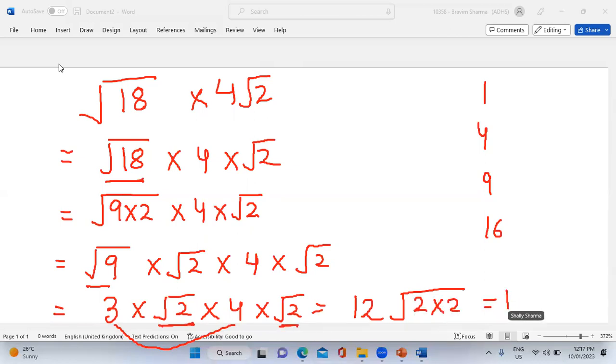So this is going to be 12 square root of 4, which is 12 times 2, and that is equal to 24. This is the first way to do it.